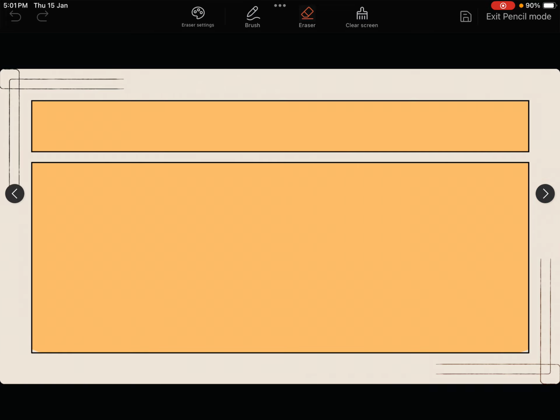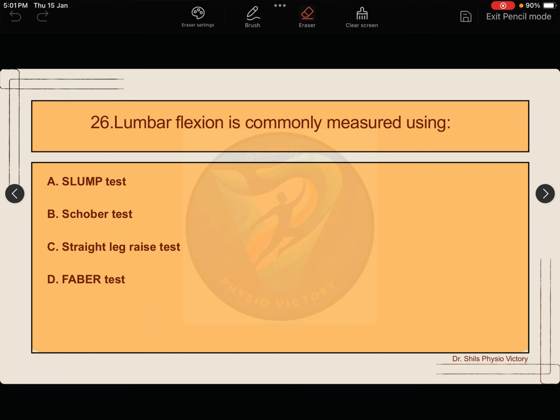Let's start. Today's first question is: lumbar flexion is commonly measured using option A slump test, option B Schober test, option C straight leg raising test or SLR test, option D FABER test. Here the correct answer is option B, Schober test. Slump test is particularly for sciatic nerve irritation.